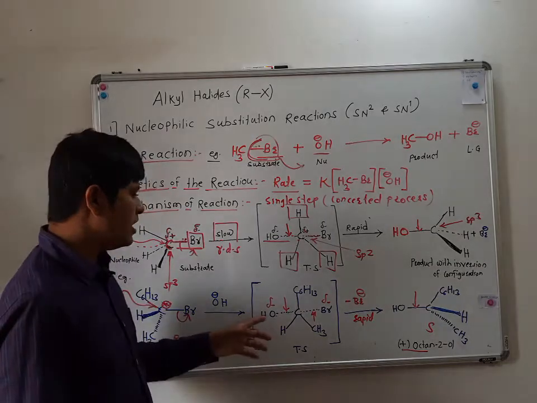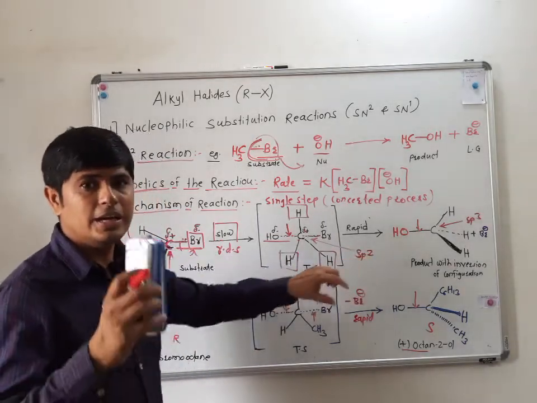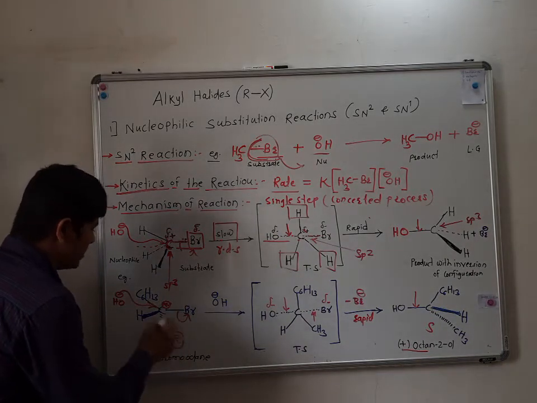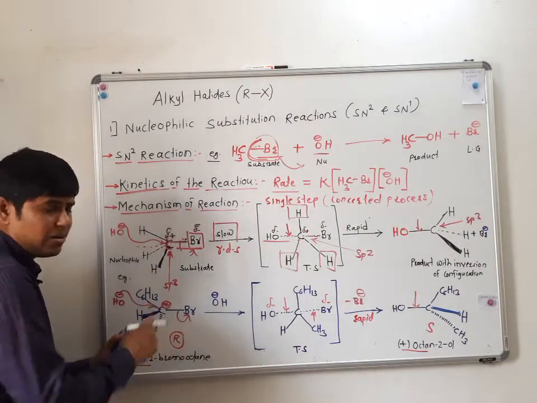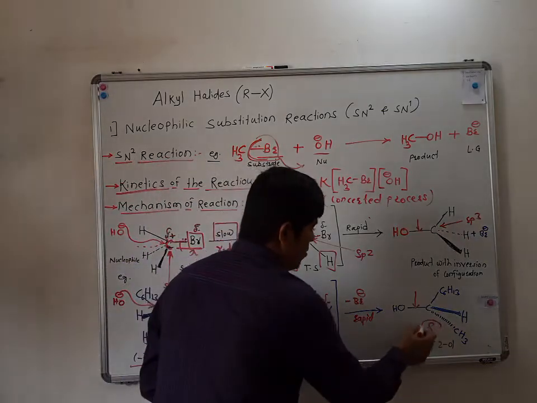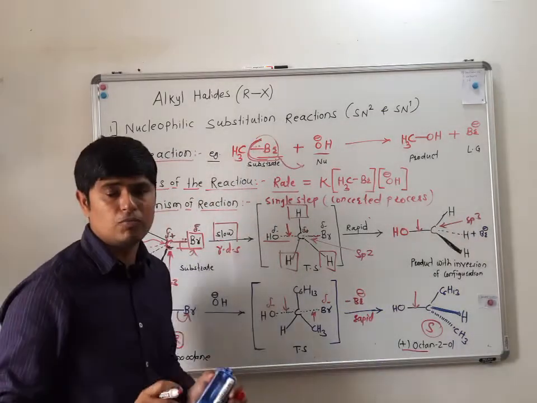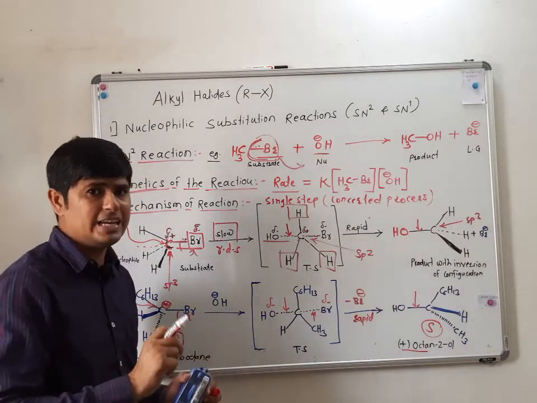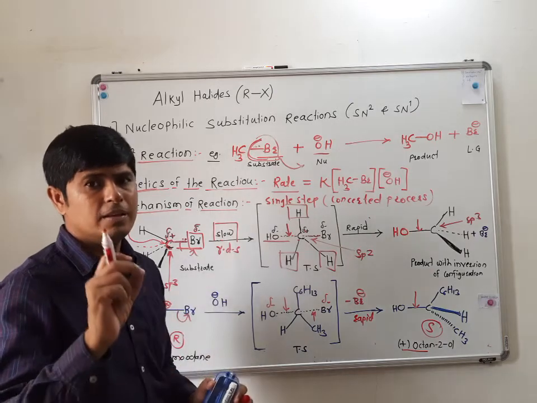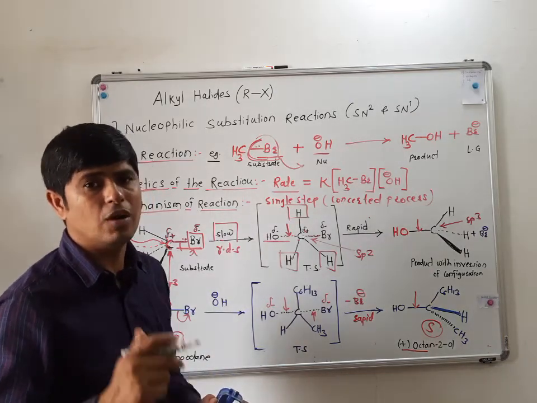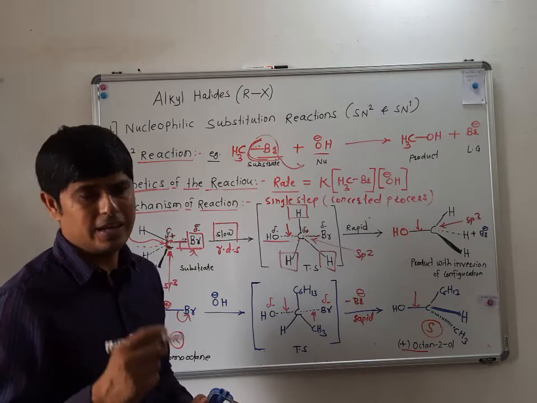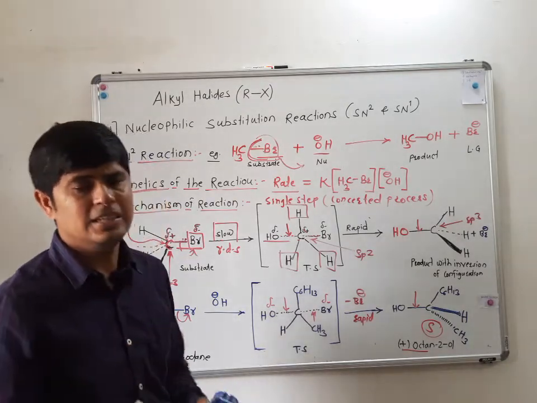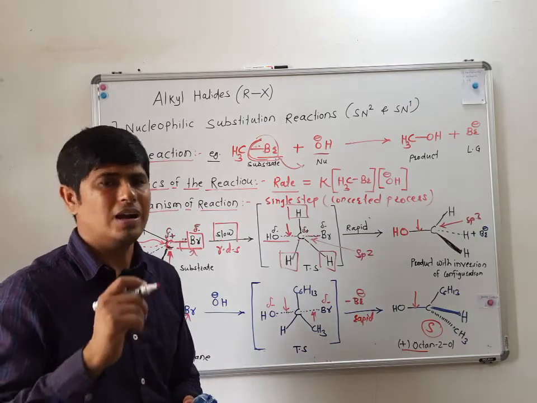So stereochemical inversion is taking place. Suppose I am saying this molecule has R configuration, then the product will have S configuration. So this type of stereochemical inversion is taking place in organic reactions. Such types of reactions are called Walden inversion. When there is a stereochemical inversion taking place in an organic reaction, such inversion is called Walden inversion.